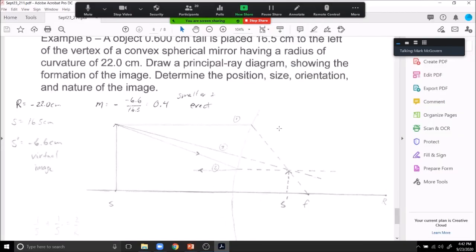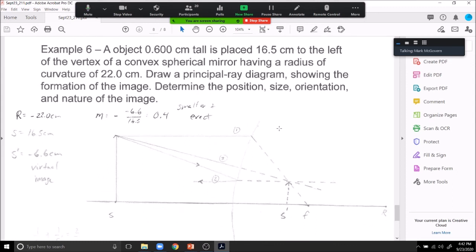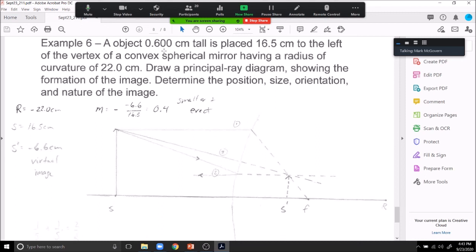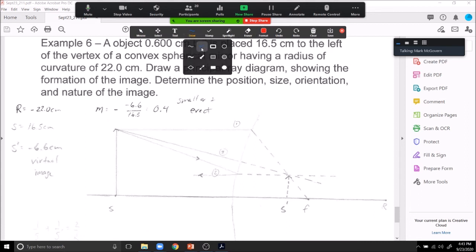So what do we got here? Let's go through it. 0.6 centimeter tall object, that's Y. This is your S, 16.5. Radius of curvature is 22. That means F is 11. Let's do our principal ray diagram. Okay, I did that here.